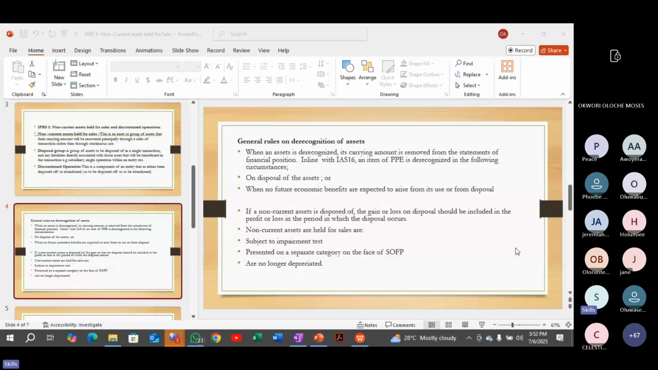Are you getting me? So that is what this standard is trying to tell us.